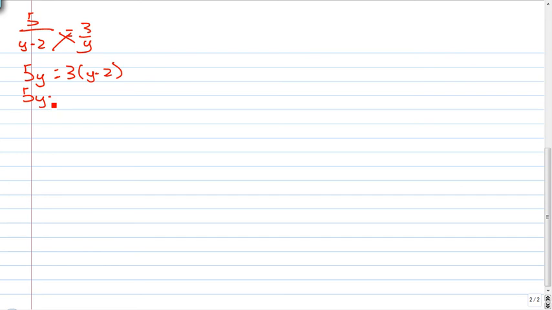And 5y equals, if you expand the brackets, 3y minus 6. Then if you bring 3y over to this side of the equation, you get 5y minus 3y equals minus 6. You get 2y equals minus 6, so y equals minus 6 over 2, you get y equals minus 3. So these are just some examples on how you can solve linear equations that involve algebraic fractions.